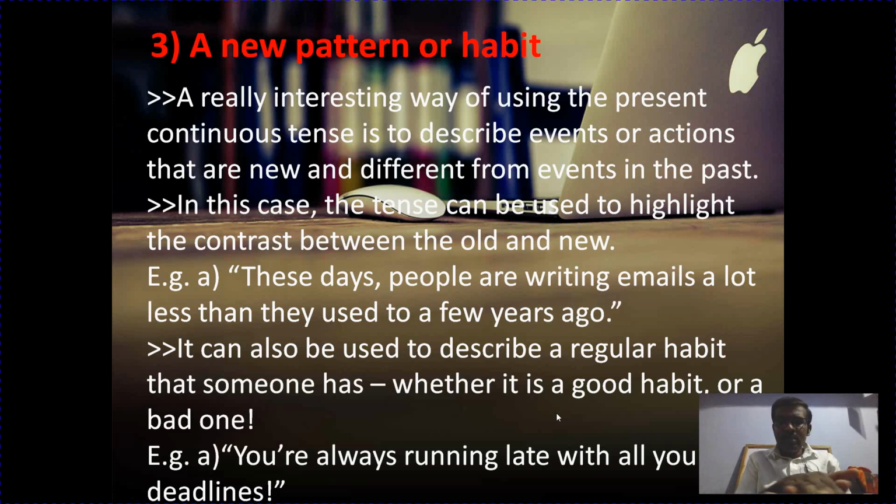Under this, I have highlighted 2 points. One is it is an interesting way of using the present tense to describe events or actions that are new and different from events in the past. These days people are writing emails a lot less than they used to a few years ago. So new things, and comparing the new things with the old one. Next, it can also be used to describe a regular habit that someone has, whether it is a good habit or a bad habit. So a good habit or a bad habit which is going on right now is to be explained with the help of present continuous form.